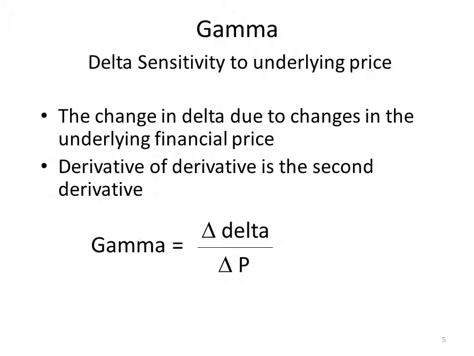Gamma then is measured as delta delta over delta P. That is the change in delta over the change in the underlying security's price. And in turn, we often represent this as the first partial derivative of delta with respect to P, the underlying security's market price.